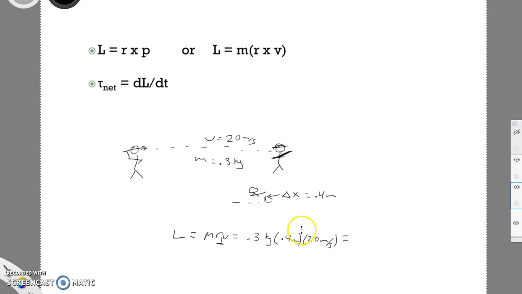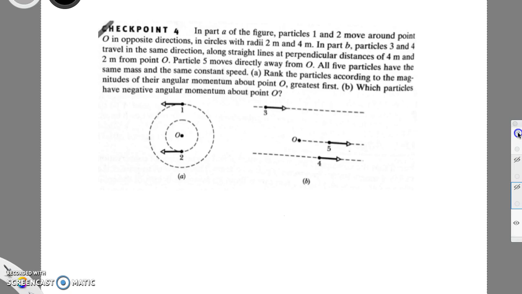Which will give us an angular momentum of, I believe, 2.4 kilogram meters squared per second. That would be our angular momentum for this baseball about that batter. So let's look at a couple more examples here. The next one to look at is this.